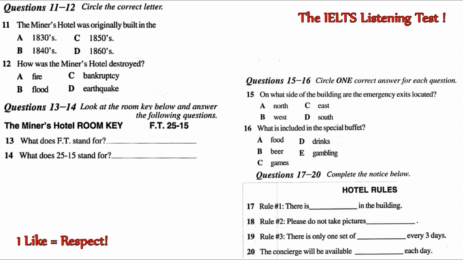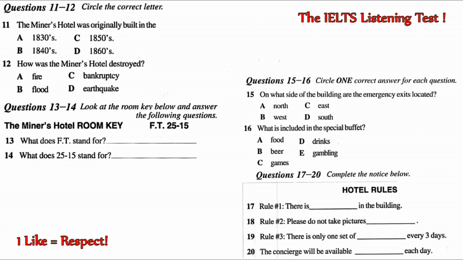Here is your room card. On the card it will say FT, meaning Fortune Tower. On the bottom of the card it will say 2515. The 25 stands for the 25th floor, and the 15 stands for the 15th room on that particular floor. Now look at questions 15 to 20. Now listen to the tape and answer questions 15 to 20.